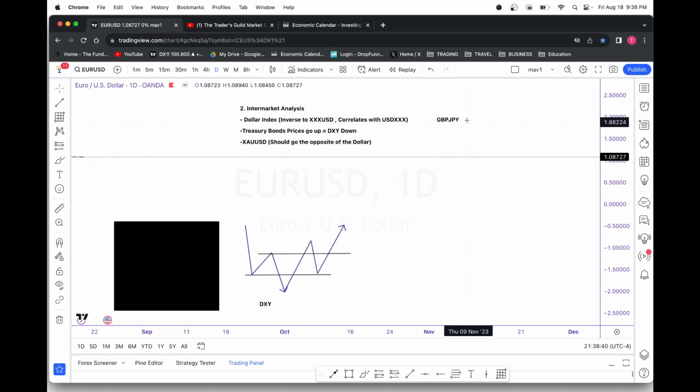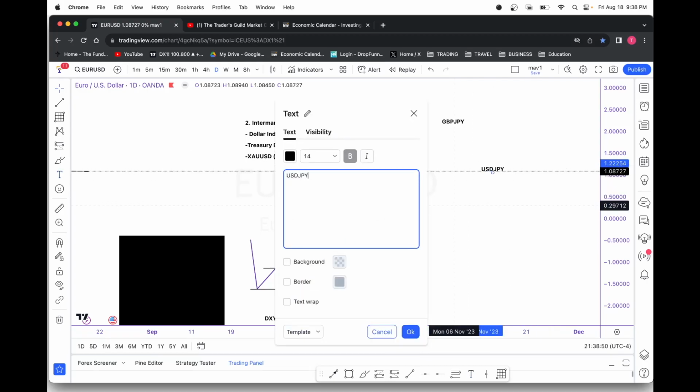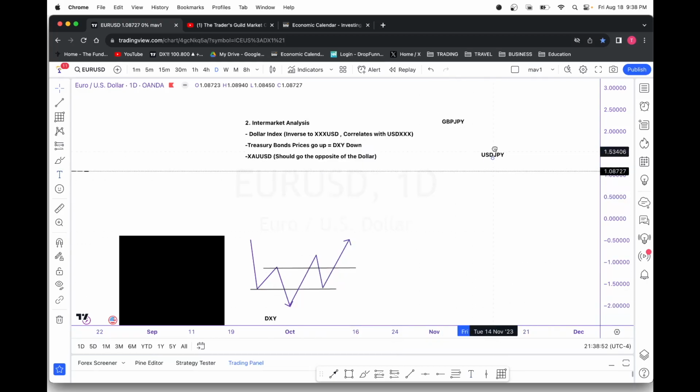Now, there is a certain correlation that these would have with the dollar, but in this type of situation, I would probably be looking more so at USD JPY. And if I see USD JPY is stronger, is moving higher, then that means that the yen is losing strength, right?